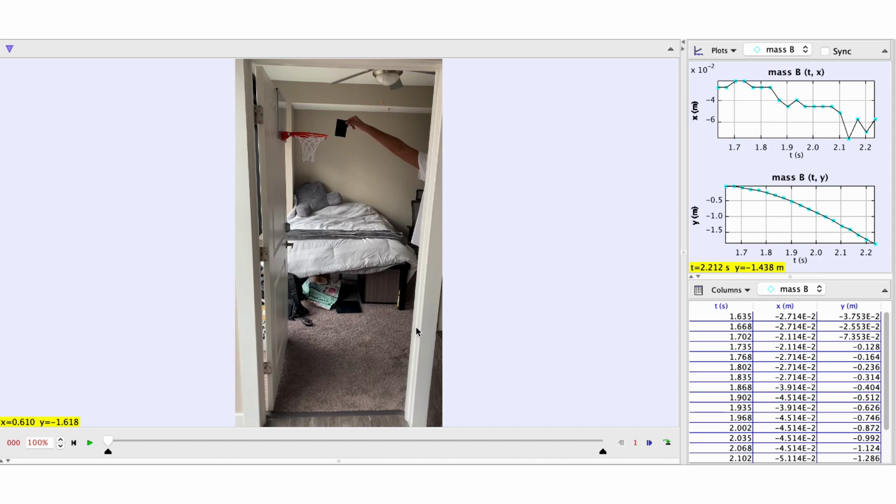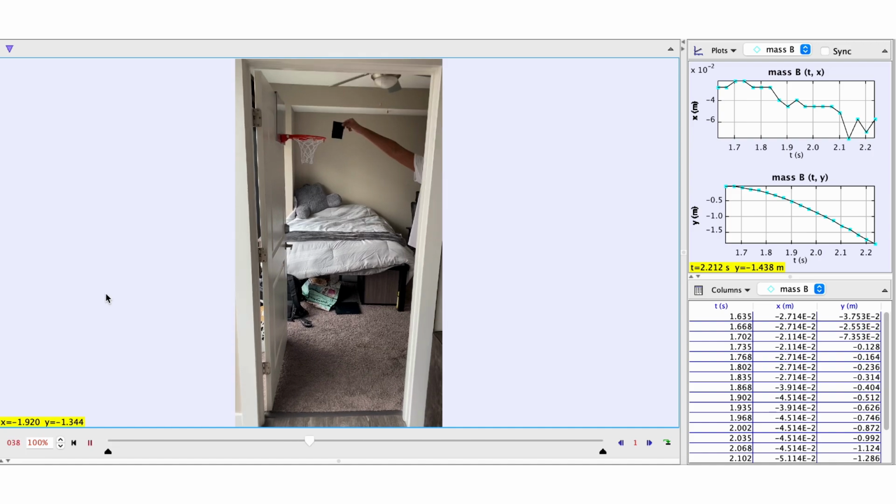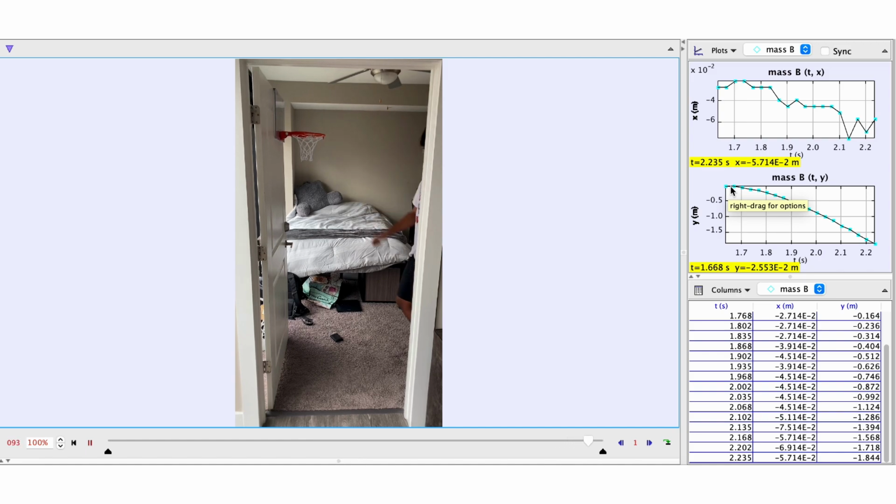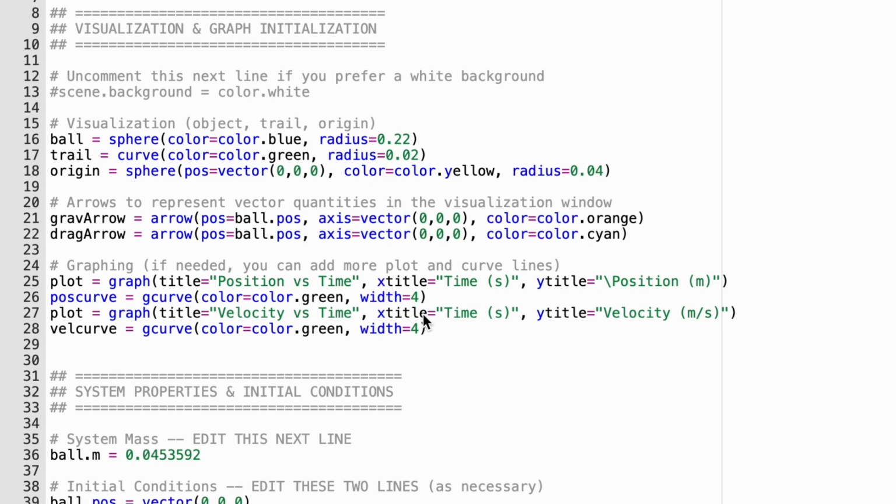The initial conditions were that the wallet was dropped at a height of 5 feet and 8 inches, or 1.77 meters, at an initial velocity of 0. I calculated the height of the basketball rim off the ground, which ended up being 1.77 meters. As you can see on the right, the distance time graph for the wallet exhibits an exponential curve. Next, I used GlowScript.